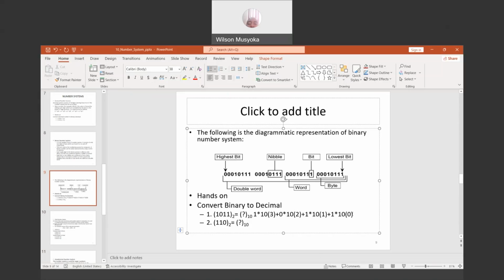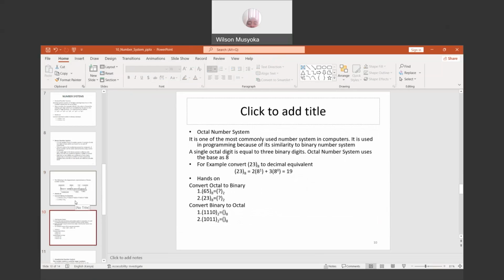So just to show you how it is usually calculated. And this can be done on the other value just the same way. So that is how you usually convert from binary to decimal. Then we go to the octal numbering system.